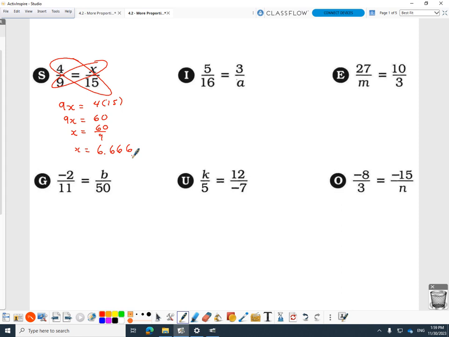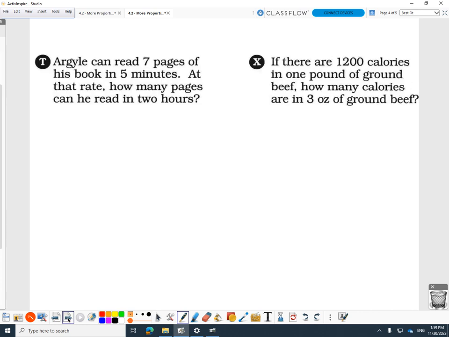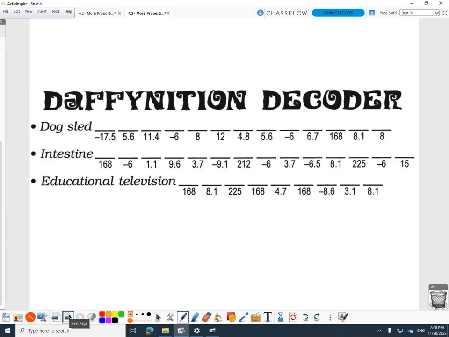Now look at the top of your sheet. It's later on in mine. And find 6.666. Is it out there somewhere? It's rounded. There it is. 6.7. They've rounded to the nearest tenth. And what letter was it? S. So this is a little Wheel of Fortune game. And you're going to get 3 funny riddles to tell your friends later today. You're going to find out dog sled. You're going to find out something funny.